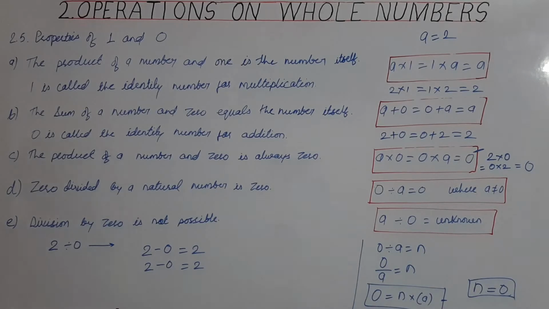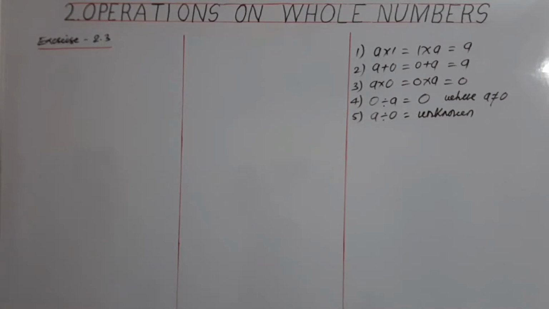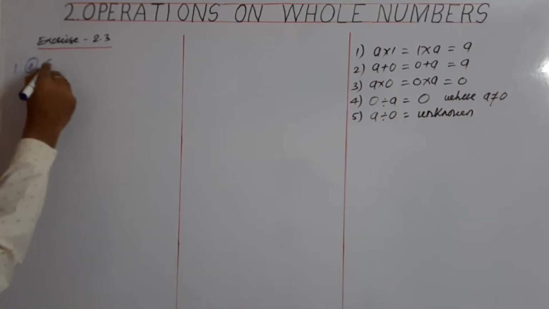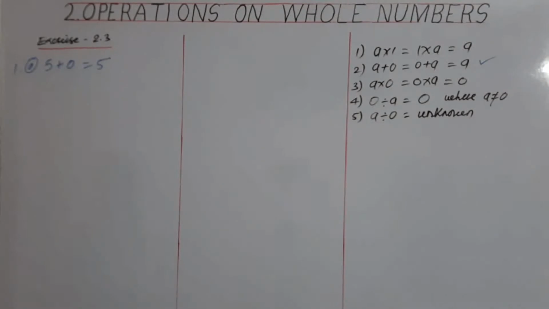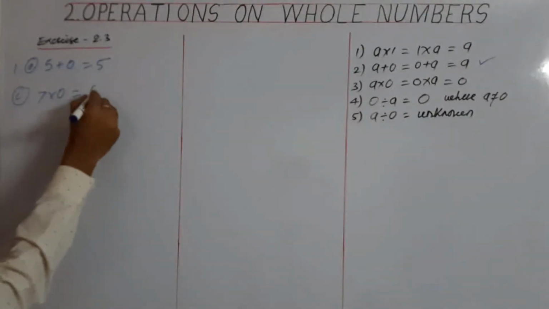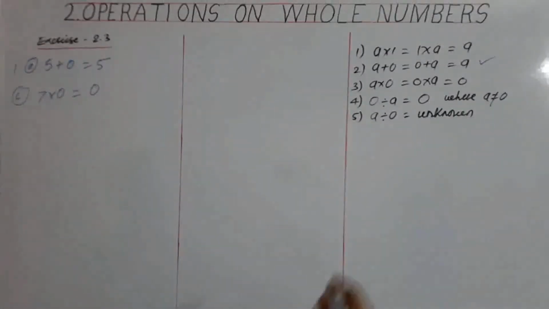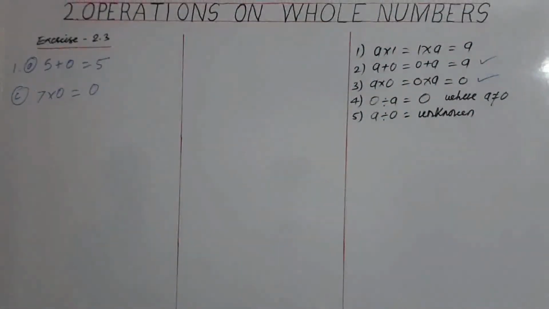Now we are going to solve some problems from exercise 2.3. First question, simplify each expression. Solving part A. 5 plus 0, the answer is 5. Now this is similar to the second property. The sum of a number and 0 is the number itself. Next, C. 7 into 0 is 0. This is the third property. The product of a number and 0 is 0.